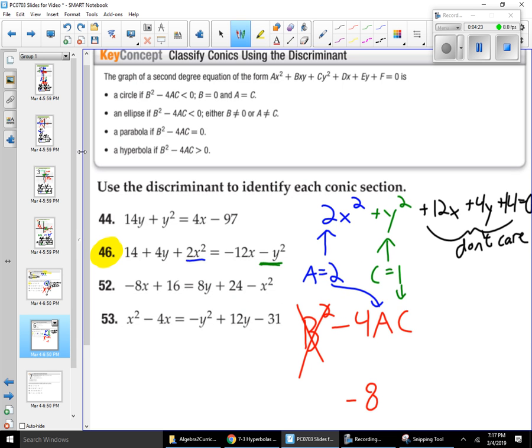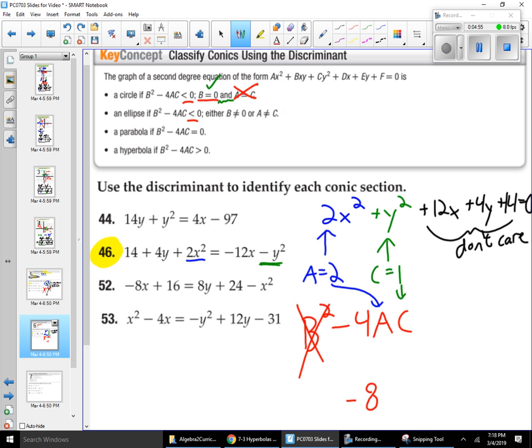Negative 8. So I have a negative discriminant. Note that there are 2 table entries with a negative discriminant. So it's helpful to probably start with the circle because it's the easiest one to rule out. B equals 0 will always happen, but an "and" means both of these need to be true. So B is 0, true, but A does not equal C. So a circle is easier to rule out.